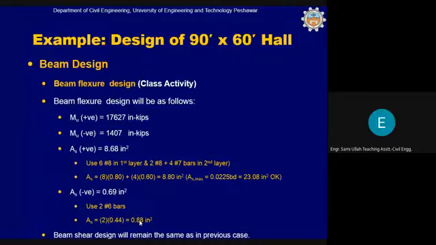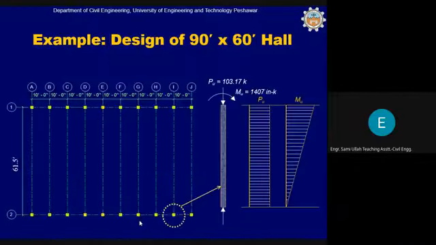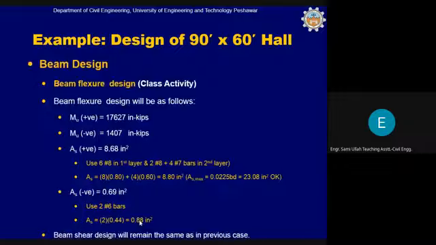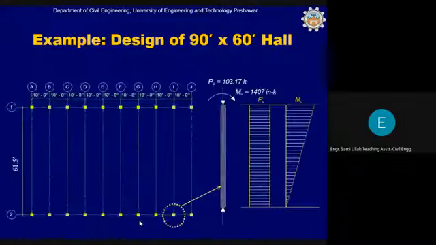Next is the design of column. From the analysis, we have calculated that at the beam column connection, there is a negative bending moment, which will be transferred to the column: 1407 inch kip. The ultimate load coming from the beam is 103.17 kip. So the axial load diagram will be like this, and the bending moment diagram will be like this. Now we can also design this column.